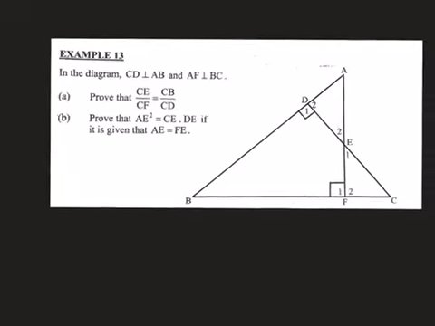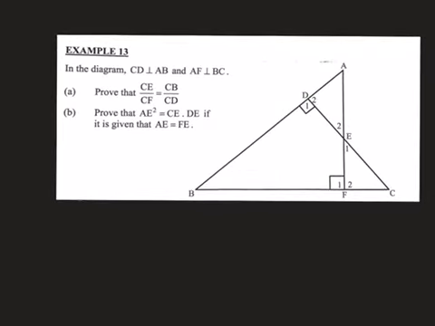For the last example, example 13, not too difficult. So it's just working with triangles. Well, in the diagram they tell you CD is perpendicular to AB, AF is perpendicular to BC. Prove that CE, so let's find a CE. CE over CF, got that.